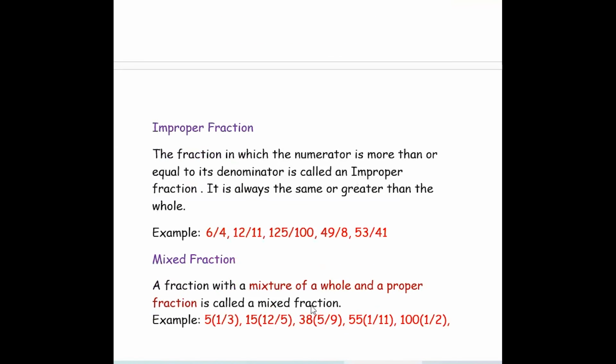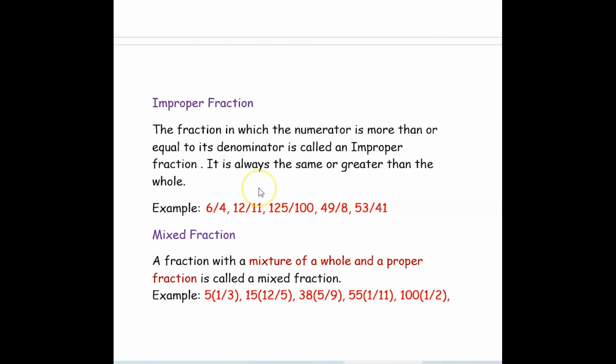Next we'll go for improper fractions. We know that in an improper fraction, the numerator should be more than the denominator. So the examples are 6 divided by 4, 12 divided by 11, 125 divided by 100, 49 divided by 8 and 53 divided by 41. A few examples of improper fractions. Next is mixed fraction. A mixed fraction is a mixture of a whole and a proper fraction, a whole number with a proper fraction. So 5 1 by 3, 15 1 by 5, 38 5 by 9, 55 1 by 11 and 100 1 by 12. A few examples of mixed fractions.